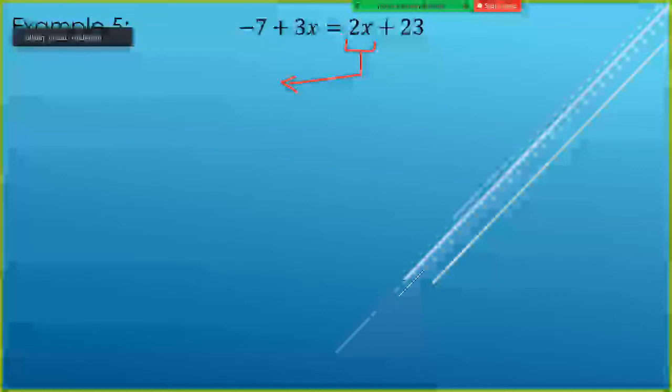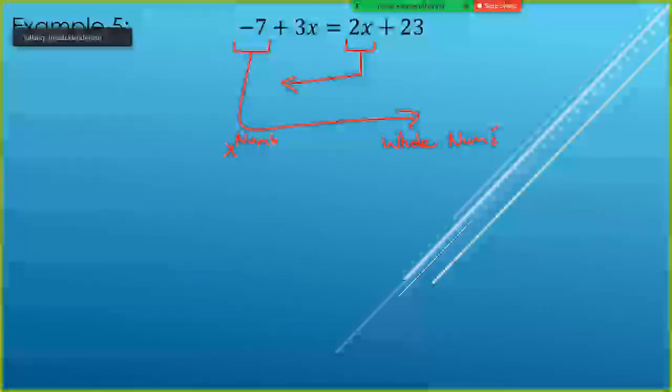So let's think about it this way. I'm going to move my 2x to the left, and I want to move my negative 7 over here. That'll be like whole numbers, and then my x numbers on the other side. That's kind of what my mind's doing. I'm thinking, okay, let's move my x's one way, my whole numbers the other way. I'm going to start over here so it'll be a little cleaner. So I've got negative 7 plus 3x is equal to 2x plus 23.